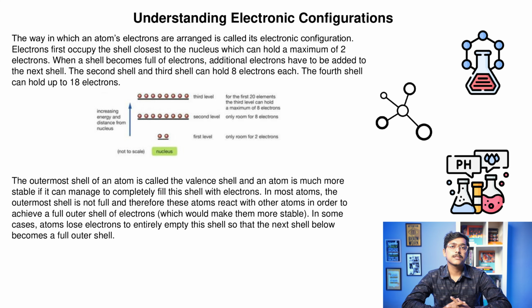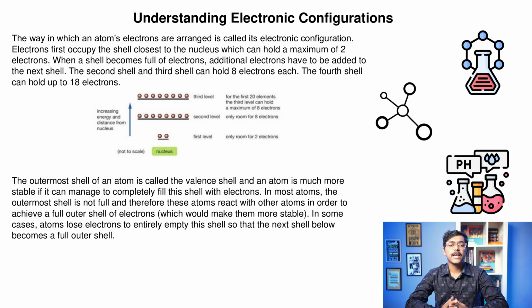The way in which an atom's electrons are arranged is called its electronic configuration. Electrons first occupy the shell closest to the nucleus, which can hold up to 2 electrons. When this shell is full, the additional electrons are then filled in the next shells. The second and third shells each can hold up to a maximum of 8 electrons, while the fourth shell can hold up to 18 electrons.